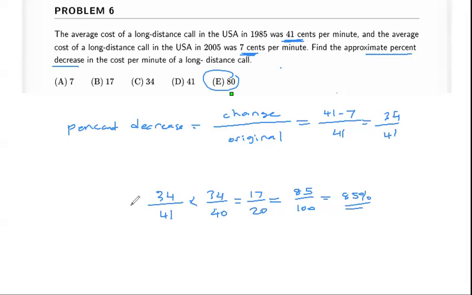But our actual number was 34/41, not 40. So when we convert this number to 40, we made it a bit larger than what we actually have. And our answer should be a bit less than 85%. 80 is actually a bit less, okay? So you can confirm that is the case.